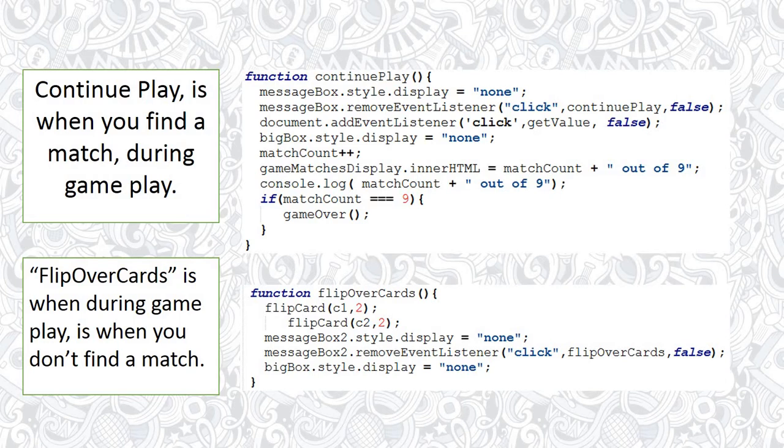Continue play is handling, alright, there's a match, we're able to keep going. If they found all 9 matches, then the game's over. If they're not a match, then it goes to flip over cards, which allows us to flip each individual card back over and move on to the next set of cards to work with.